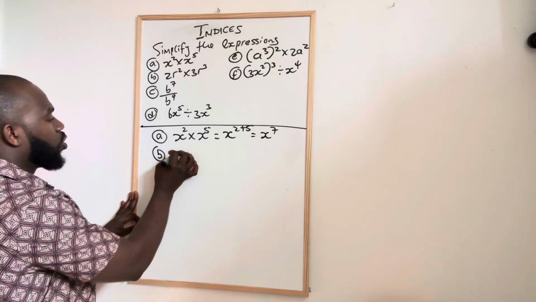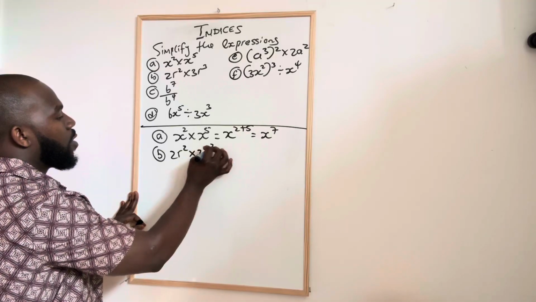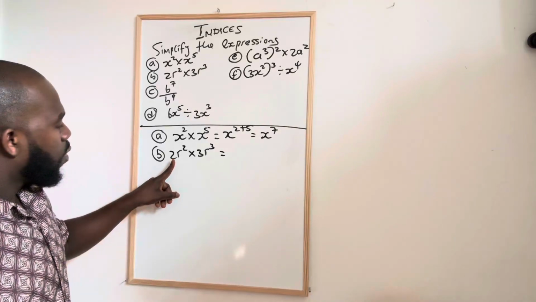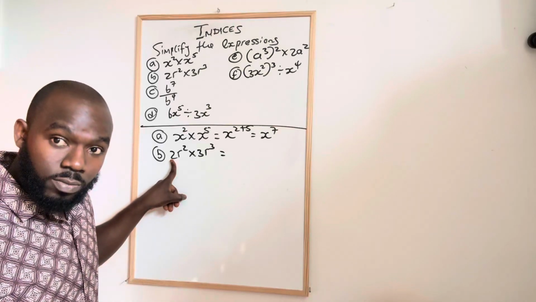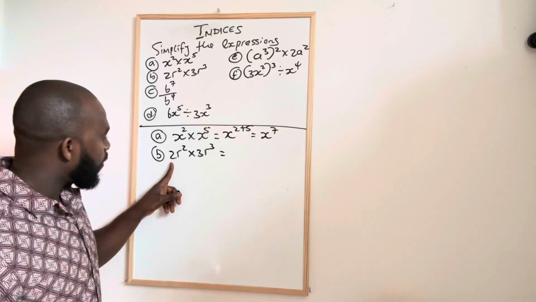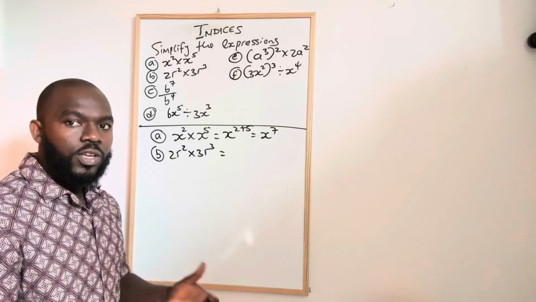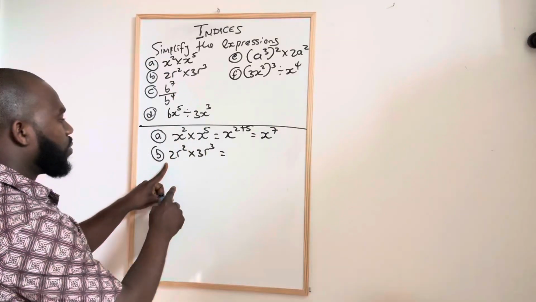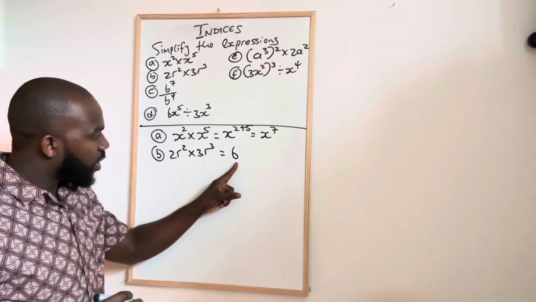It says 2r raised to the power of 2 times 3r raised to the power of 3. Good. Now how do we solve these questions? Here, r raised to the power of 2 is carrying a coefficient, which is 2. A coefficient is a number that a variable carries. So r raised to the power of 2 is carrying 2, and r raised to the power of 3 is carrying 3. So what are we going to do first? We're going to multiply the coefficients first. So here becomes 2 times 3, 6. 2 times 3 gives us 6.